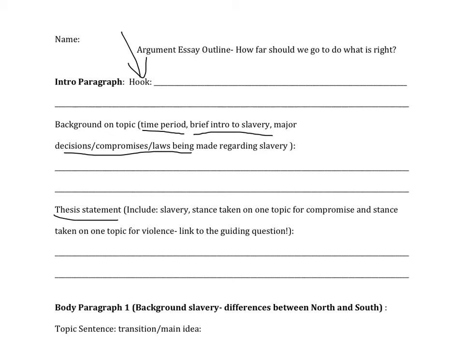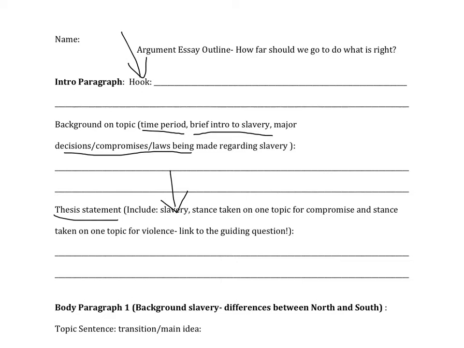You'll then move into your thesis statement, and your thesis statement is your last sentence of the first paragraph. A couple people have had to make it into 2 sentences, and that's okay if you have to. But it's important to include the concept that there is slavery and disagreements on slavery going on at this time.